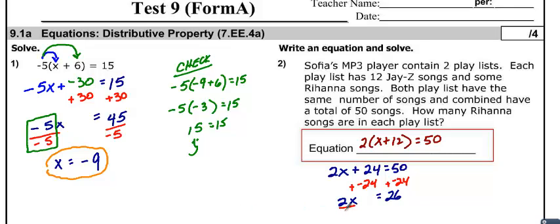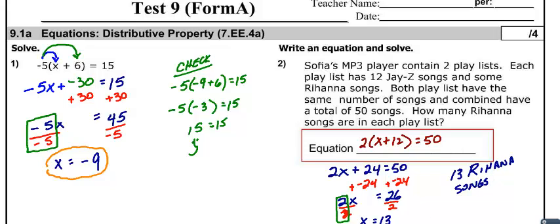Divide by the coefficient, by the 2. Here's our check of that. We get the big 1. We end up with x is equal to 26 divided by 2, which is 13. So there are 13 Rihanna songs in each playlist.